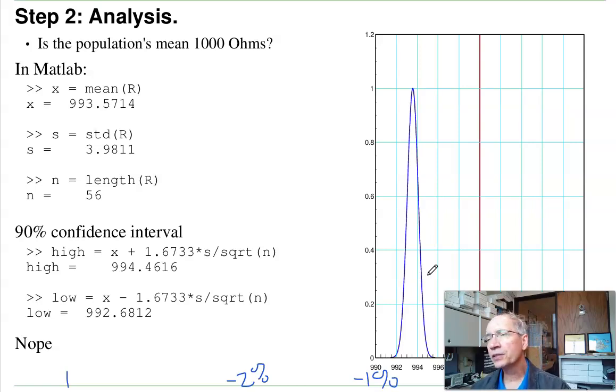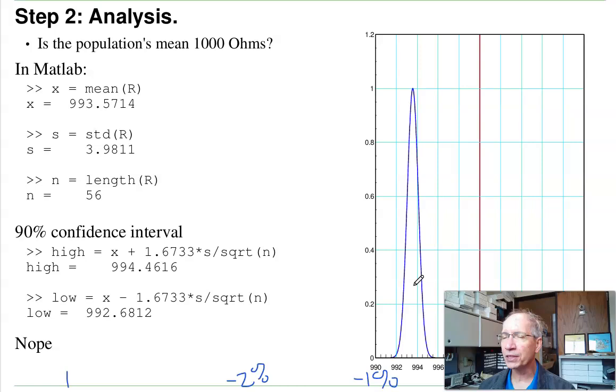This is a difference where the word significant is different in English than in statistics. In statistics, significant just means, can I tell the difference? Can I tell you that the average is different than 1,000 ohms? And yep, I sure can. So this is statistically significant. From an engineering standpoint, is it significant is a different question. Do I care that the average was 993 ohms, not 1,000 ohms?